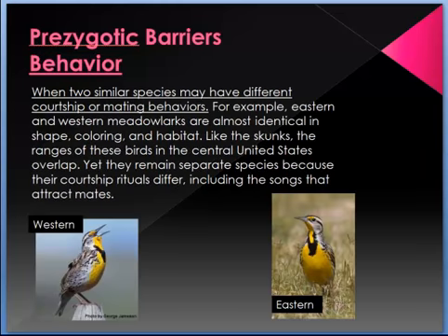Behavior is another type of pre-zygotic barrier, and it's when two similar species may have different courtship or mating behaviors. So the western and eastern meadowlarks are very much identical in many ways, except for their mating calls. And because they have different mating calls, those creatures are kept apart from breeding with one another.